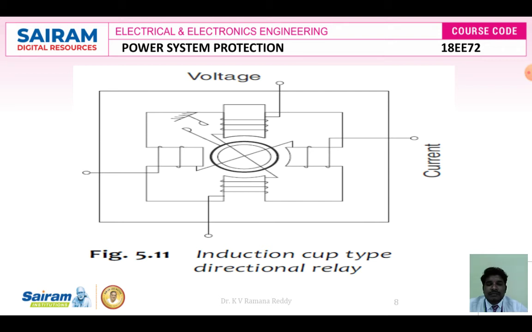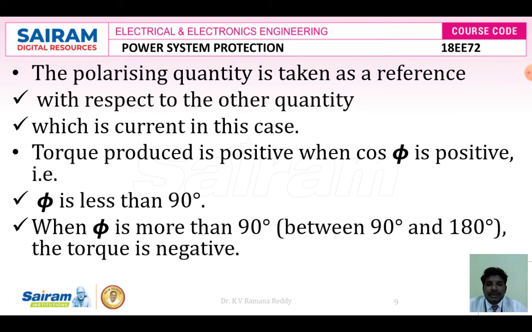In this induction cup type directional relay, we can see how the currents flow and how they are split among the four poles. The polarizing quantity is taken as a reference with respect to the other quantity, which is current in this case. Torque produced is positive when cos pi is positive, that is, pi is less than 90 degrees. When pi is more than 90 degrees, the torque is negative. So we can substitute VI cos pi. In that pi, if the value lies between 0 and 90 degrees, the value becomes positive. More than 90 degrees becomes negative.